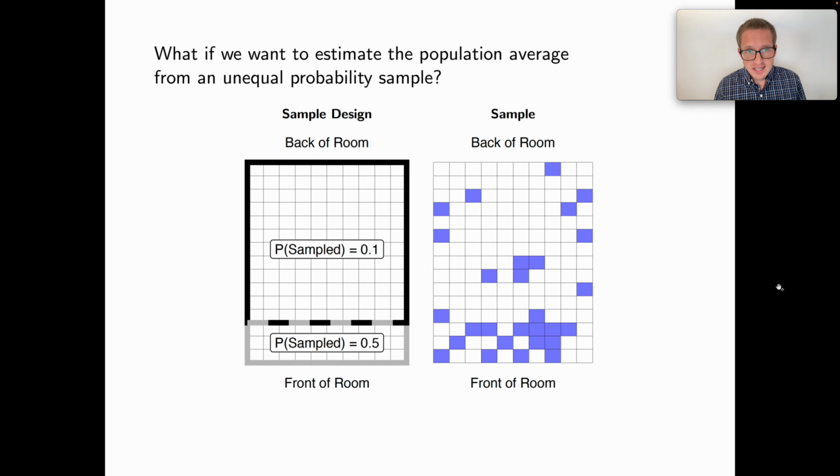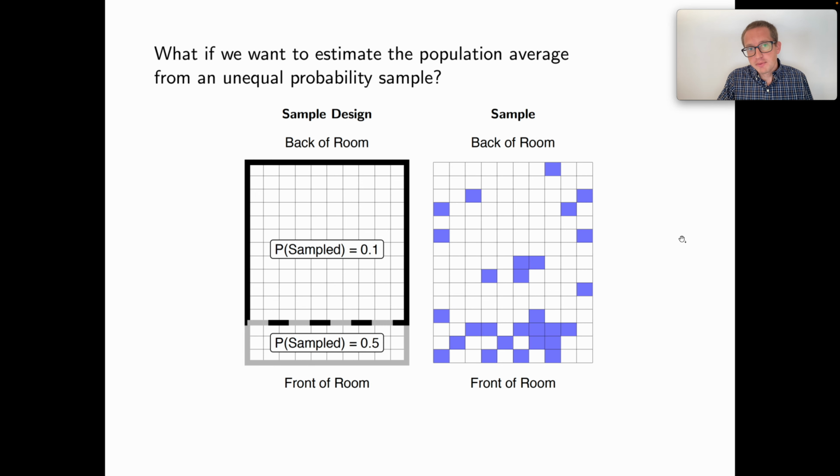Suppose we draw an unequal probability sample. In this example, we're estimating the proportion of people in our class who prefer to sit in the front of the classroom. We want to estimate something about the proportion among those who are actually sitting in the front of the room. So we drew an unequal probability sample. We drew 50% of the people sitting in the first 3 rows and only 10% of the people sitting in the back of the room.